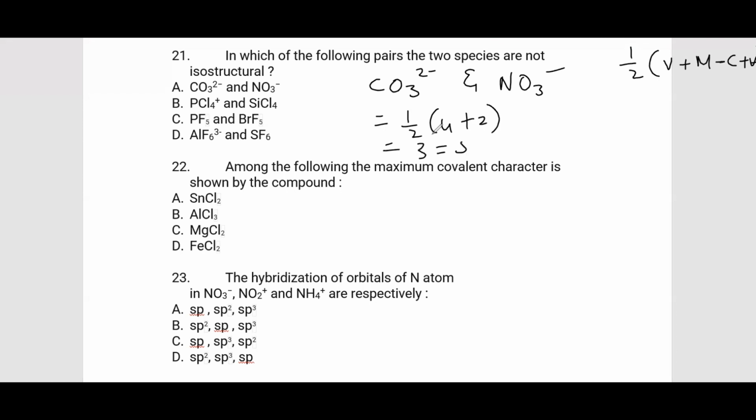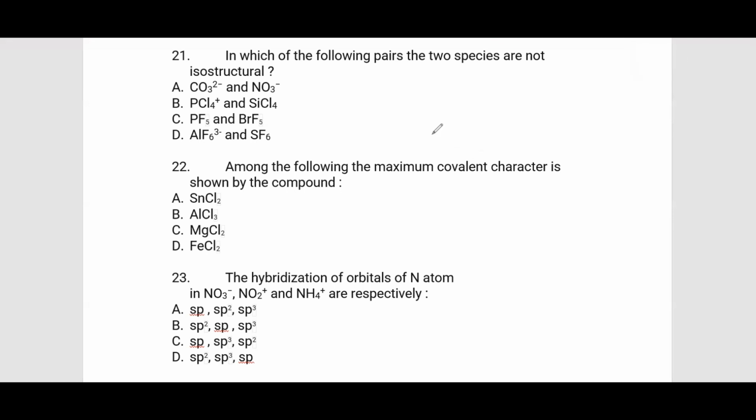It is sp2 hybridization. Coming to nitrate ion, half into number of valence electrons 5 plus 1 anionic charge, and it is again 3, and it is sp2 hybridization. And so this is not our correct answer. Let us see the next option.